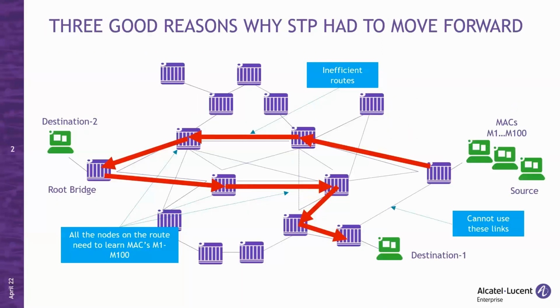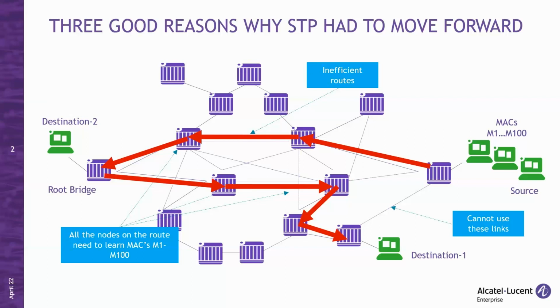I mentioned in the previous slide that SPB was initially conceived as a replacement for spanning tree. What was wrong with spanning tree? The first problem with spanning tree is that it creates a single tree. And to do that, it disables multiple links. This is already a waste of capacity.